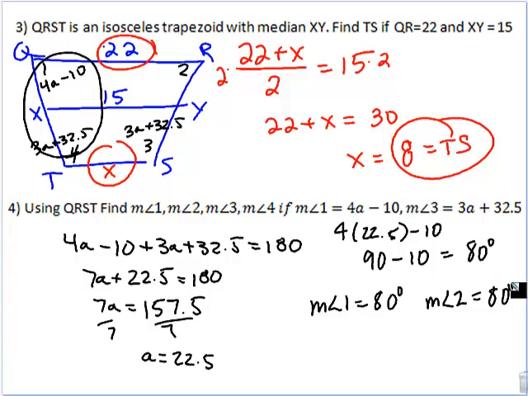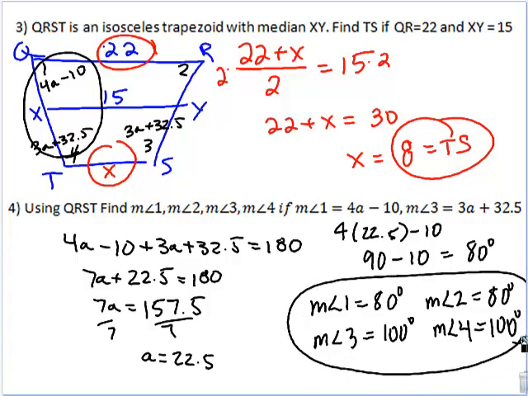Do we really need to plug it into angle 3, or could we just think of it as they add to equal 180? So angle 3 then would have to be 100, and angle 4 would have to be 100. Does that make sense?